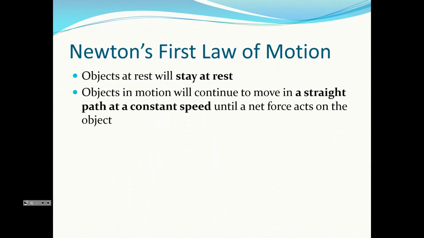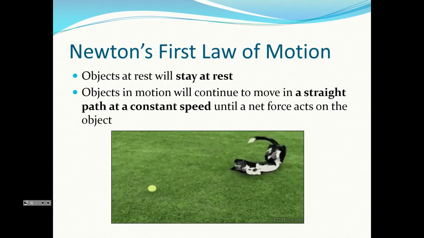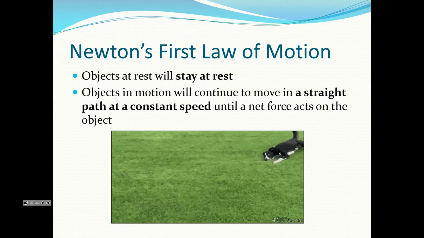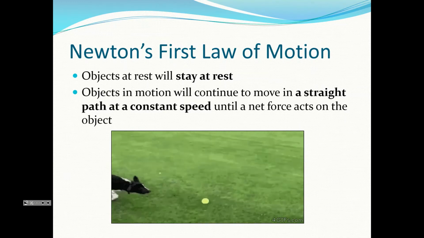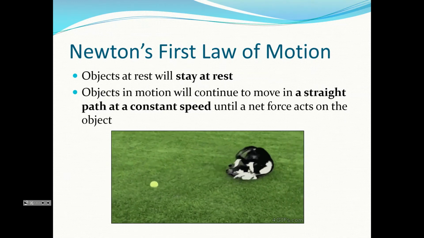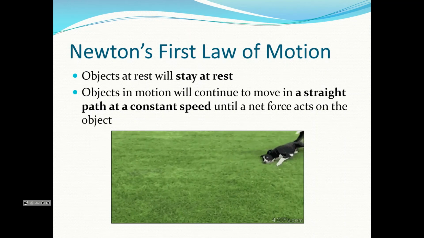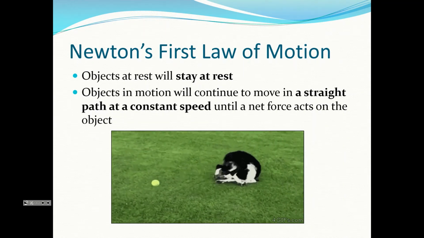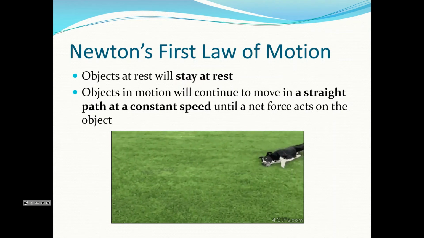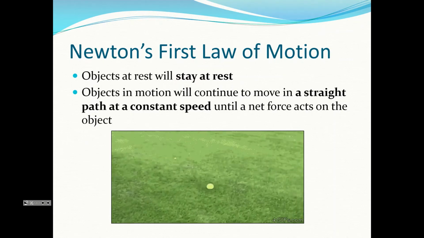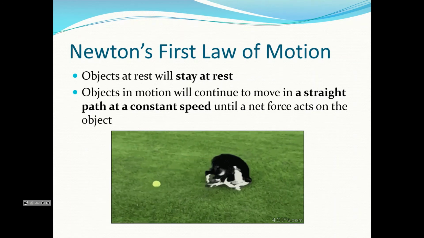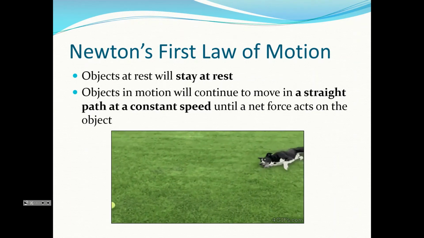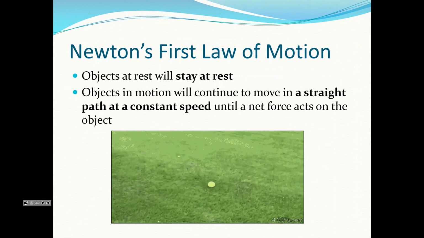Objects in motion will continue to move in a straight path at a constant speed until a net force acts on it. So I have a little GIF here, right? The friction on this grass is really low. What's happening with this dog is it's going at constant speed, but there's no net force acting on it other than the small amount of friction. So the dog just continues in a straight path, keeps going. And if there was no friction on that grass, say that dog was in outer space, that dog would just slide forever and ever.